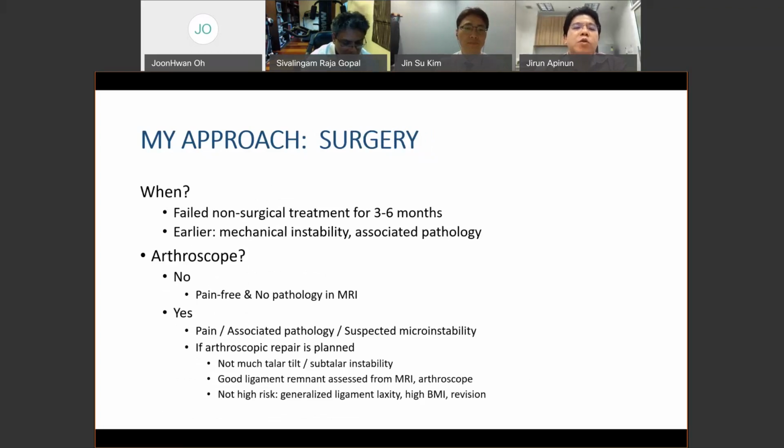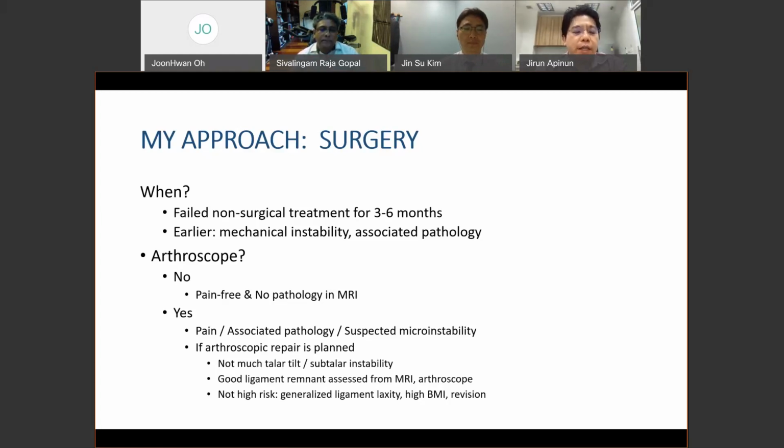For the surgery, when should we perform the surgery on this patient? We should start with the non-surgical treatment always, at least for 3 to 6 months. However, in the mechanical instability or associated pathology, we may consider surgery earlier. Should we do the arthroscopy in these patients? If the patient is pain-free and no pathology is shown in MRI, then we may not need to perform arthroscopy in this case. However, if the patient has pain or associated pathology, or microinstability is suspected, or if arthroscopic repair is planned.